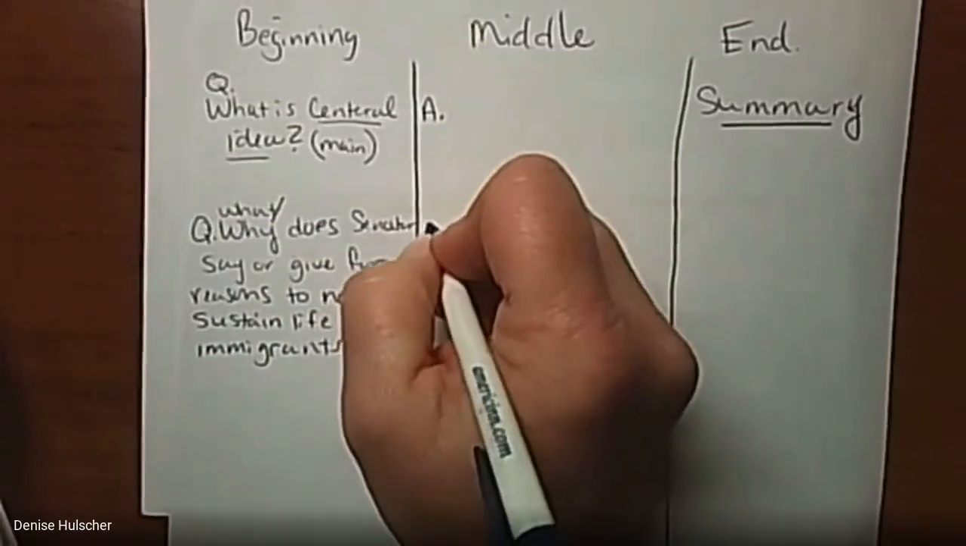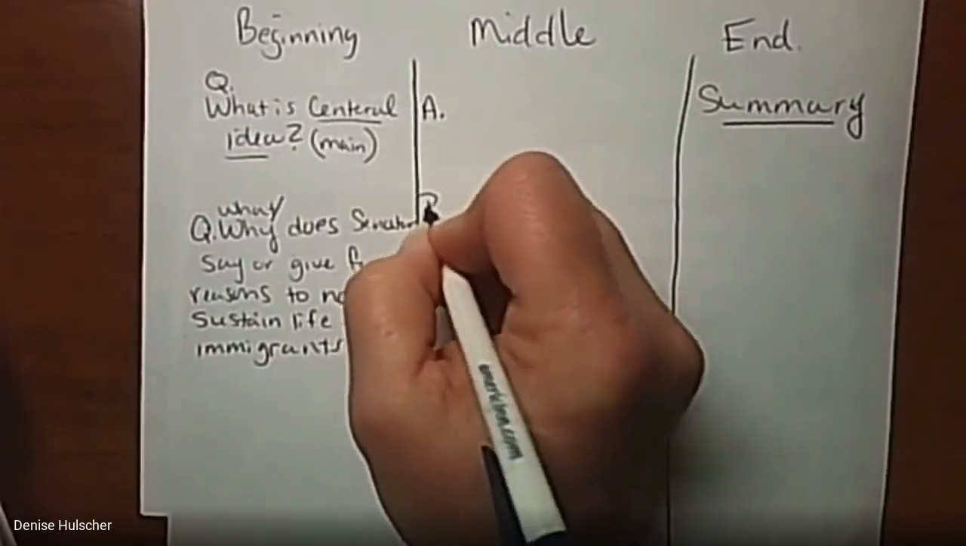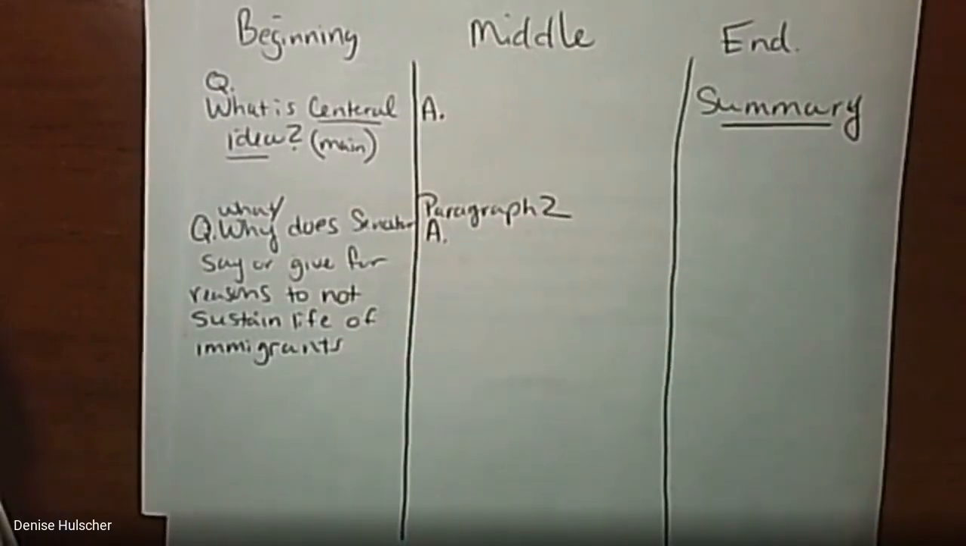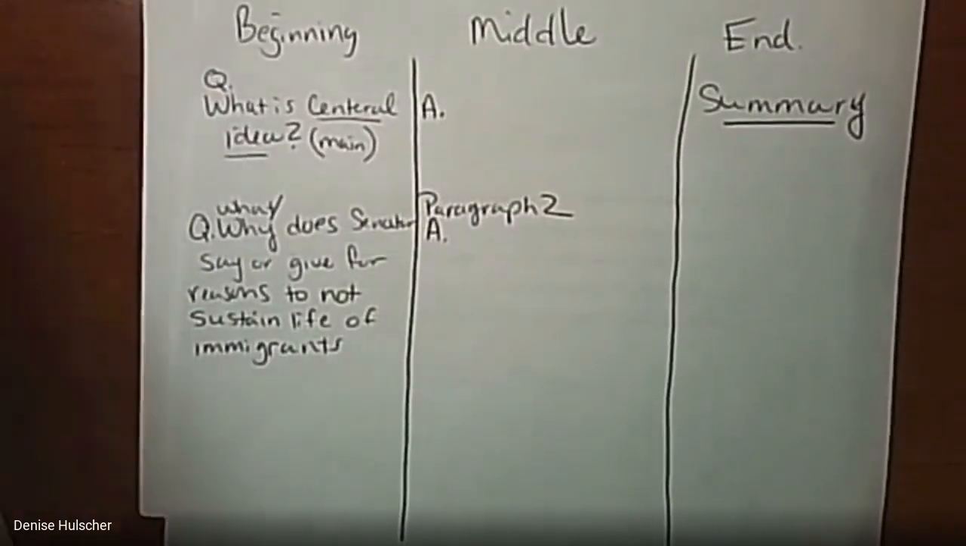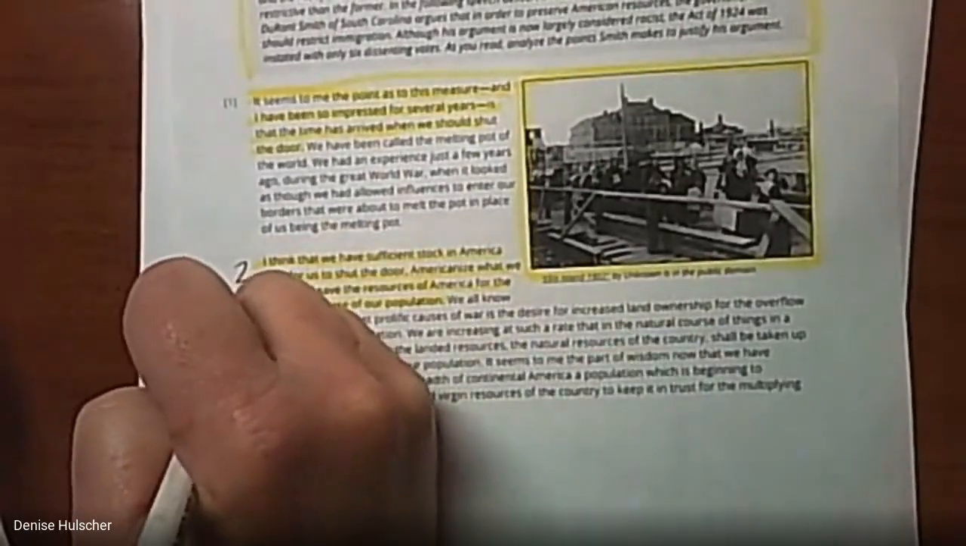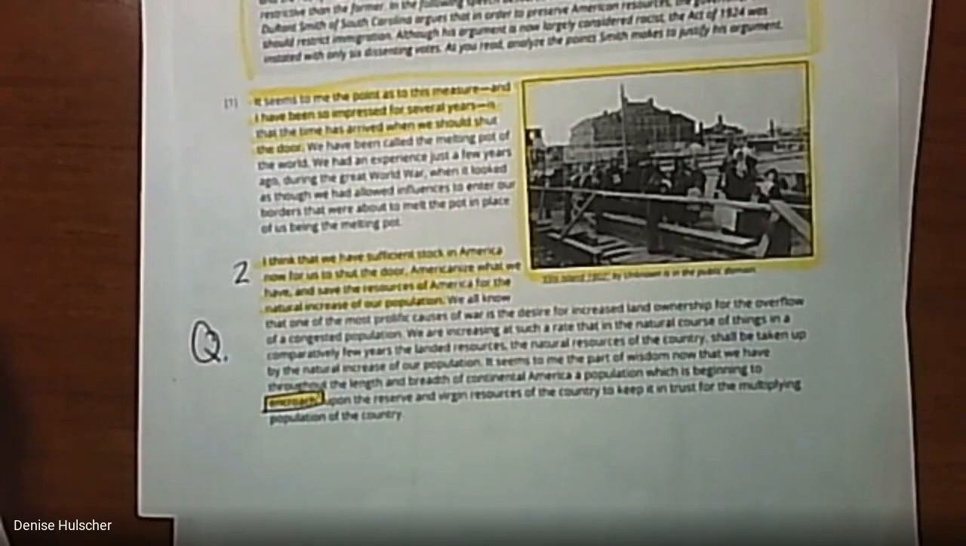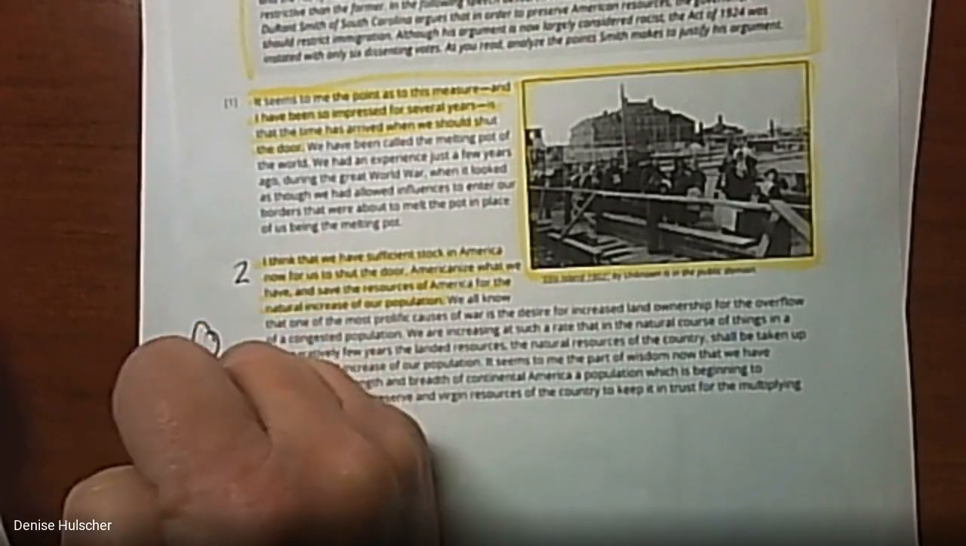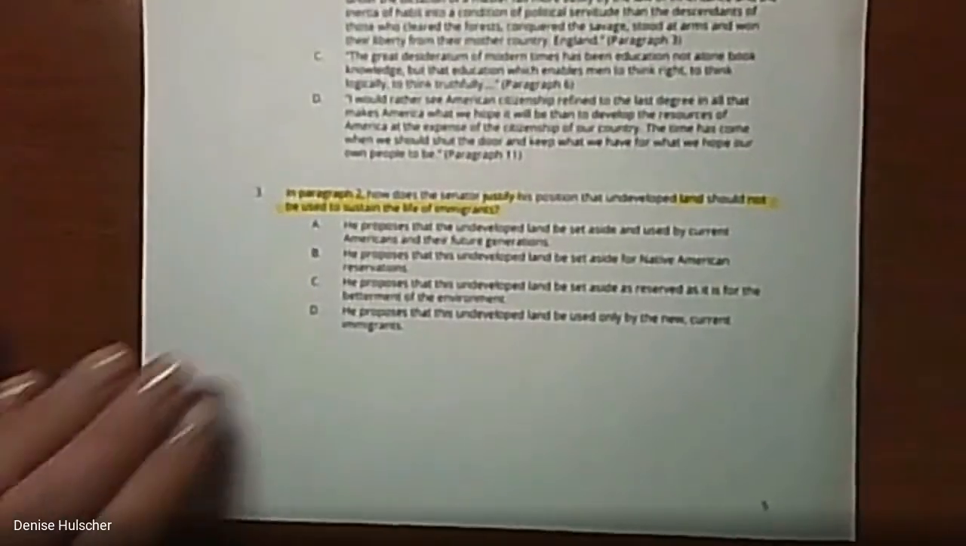Okay, so again, once I find that, I'm going to put my answer here, and this is going to be in paragraph 2. So I can also go to my reading, and I can put big Q here. I've got a question, okay? And so we want to know why in there. All right, and let's continue on and look at our next question.